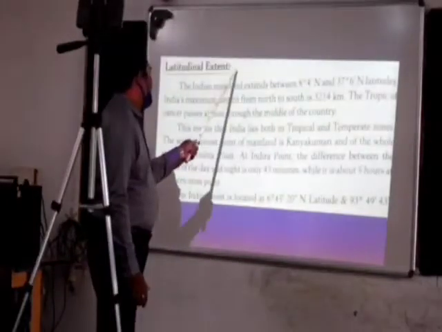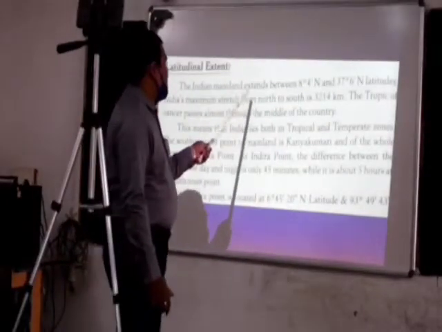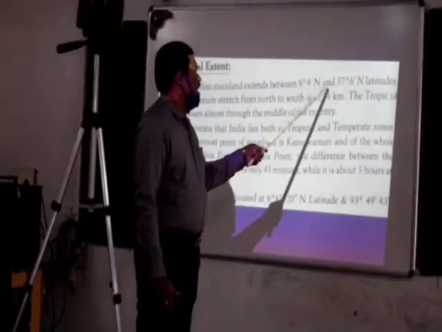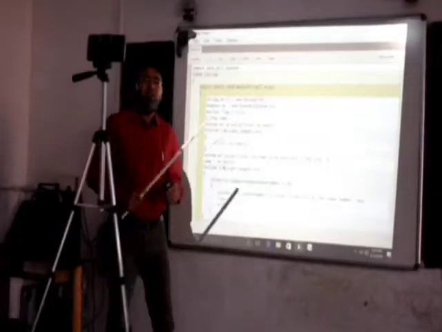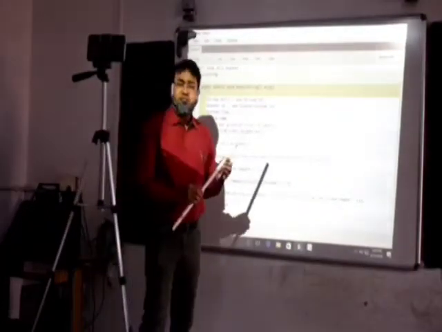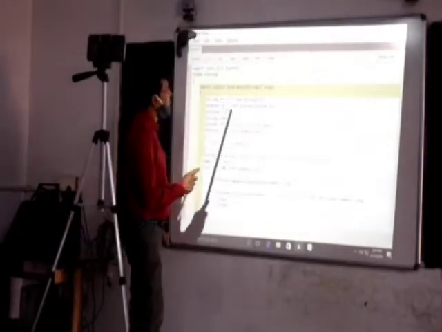So, latitude and extent. The Indian mainland extends between 8 degrees 4 minutes north. Okay, so the complete program you already know about it. You can see here in this particular program.